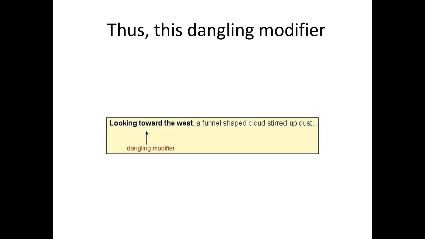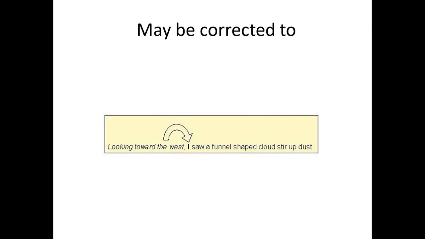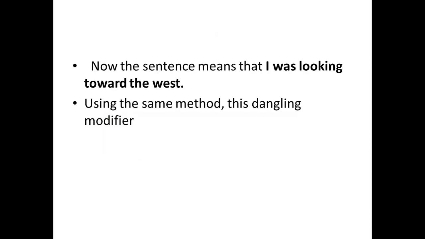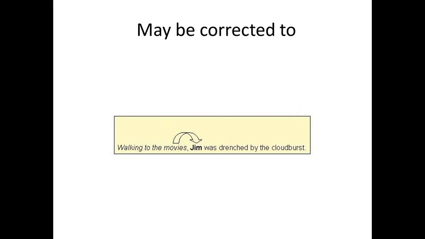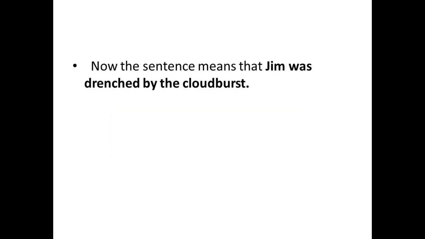Now you can look at this example. There is no "I" being used in the first one, but in this corrected example we are using "I". So now the sentence means that I was looking toward the west. Using the same method, look at the example used earlier: Walking to the movies, the cloudburst drenched Jim. This may be corrected to: Walking to the movies, Jim was drenched by the cloudburst. Now the sentence means that Jim was drenched by the cloudburst.